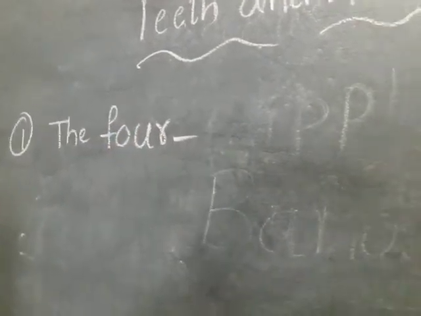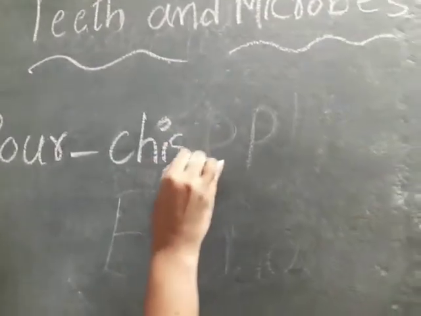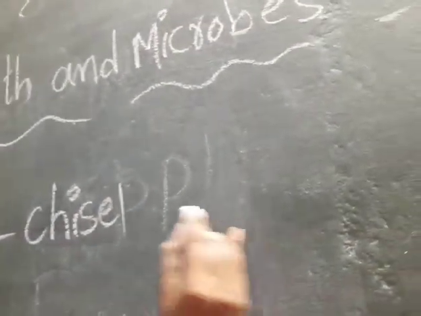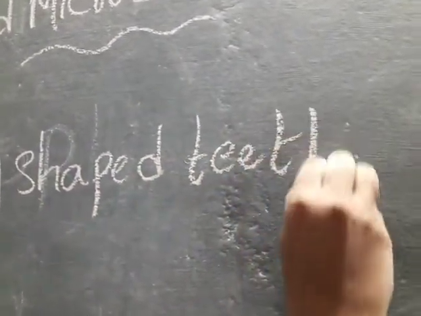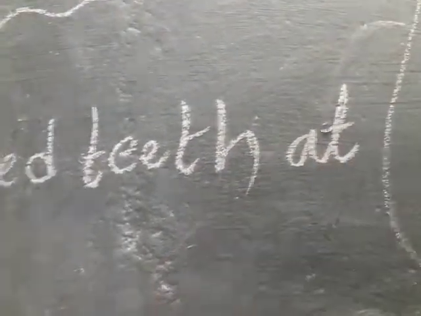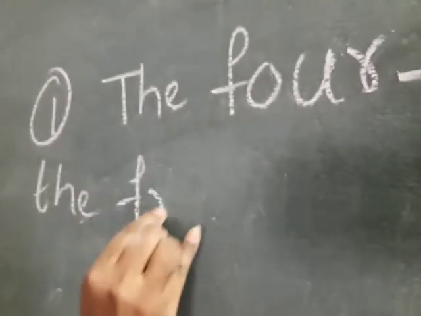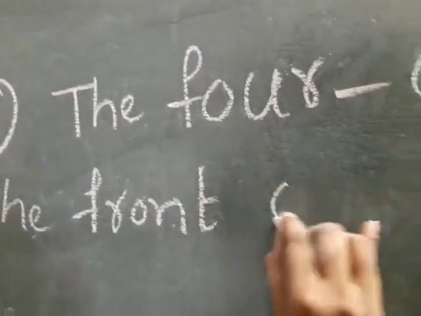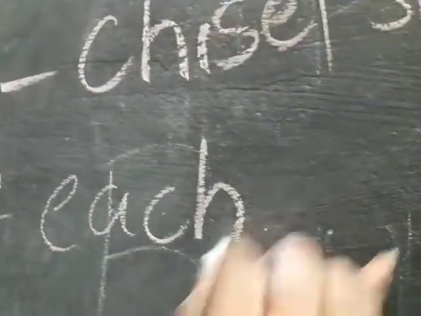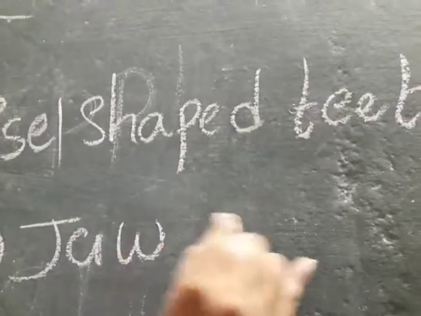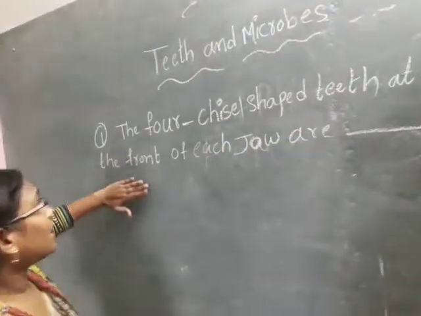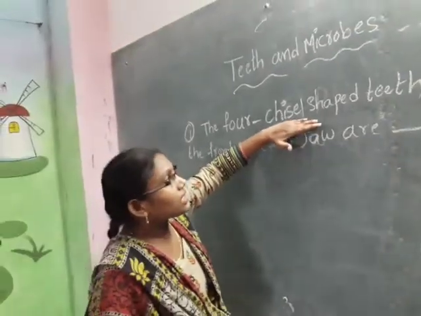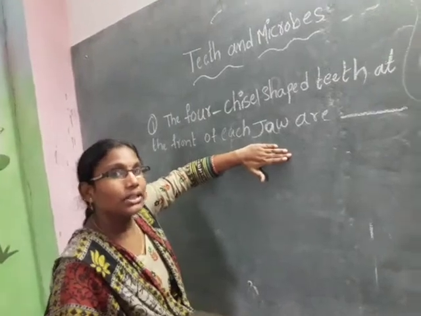The 4 chisel shaped teeth at the front of each jaw are called as... What are the chisel shaped teeth called?